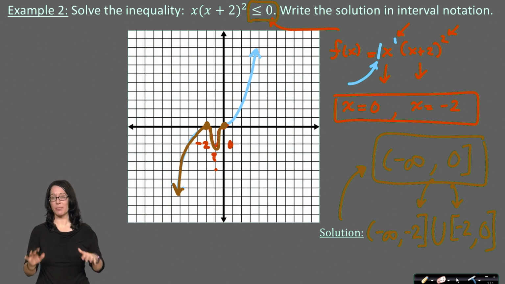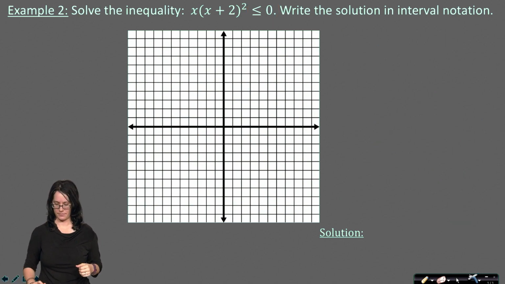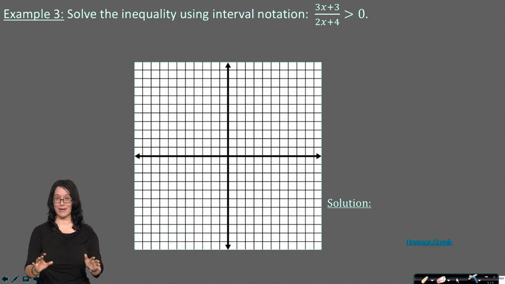Okay, so I've done a couple of examples of polynomial inequalities. Next up, let's take a look at a rational inequality and see if you can apply the same algorithm to this situation. And again, you're welcome to pause the video and give it a shot yourself. It says (3x + 3) divided by (2x + 4) is greater than 0.